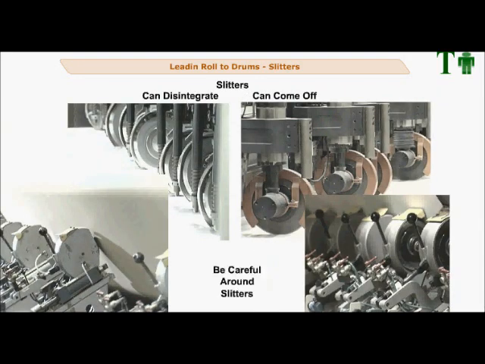Use caution around the slitters. They have been known to disintegrate while running at speed, and especially at high speeds. Slitters have also been known to come off while operating. Always be aware of these facts and be careful around slitters.